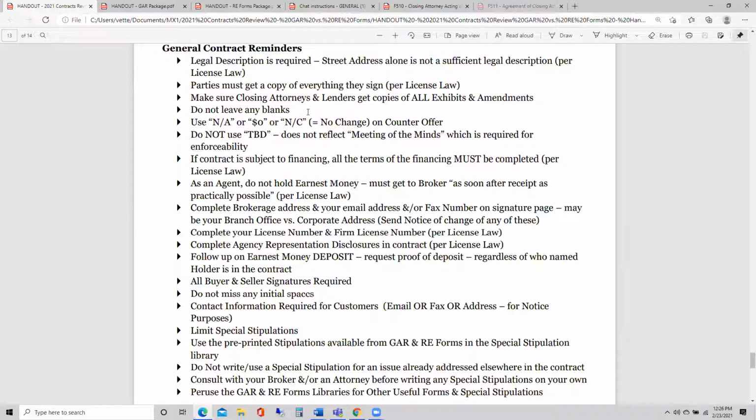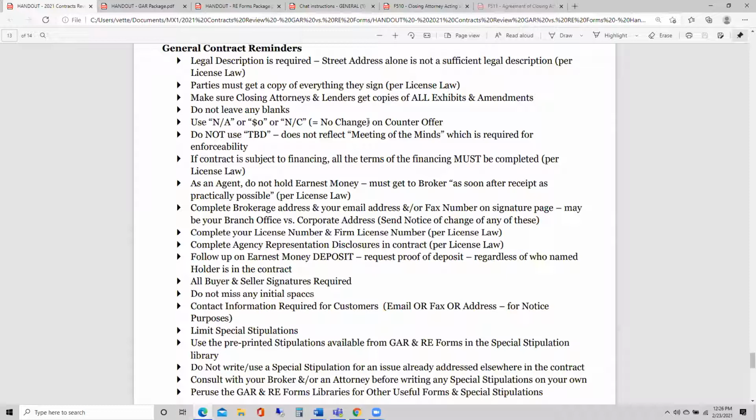Either fill in NA, meaning not applicable. If it has a dollar sign, you must put in $0. NA next to a dollar sign does not make change. A dollar sign, as we addressed earlier, is calling for numerals. NC means no change. That would be applicable on a counter offer.